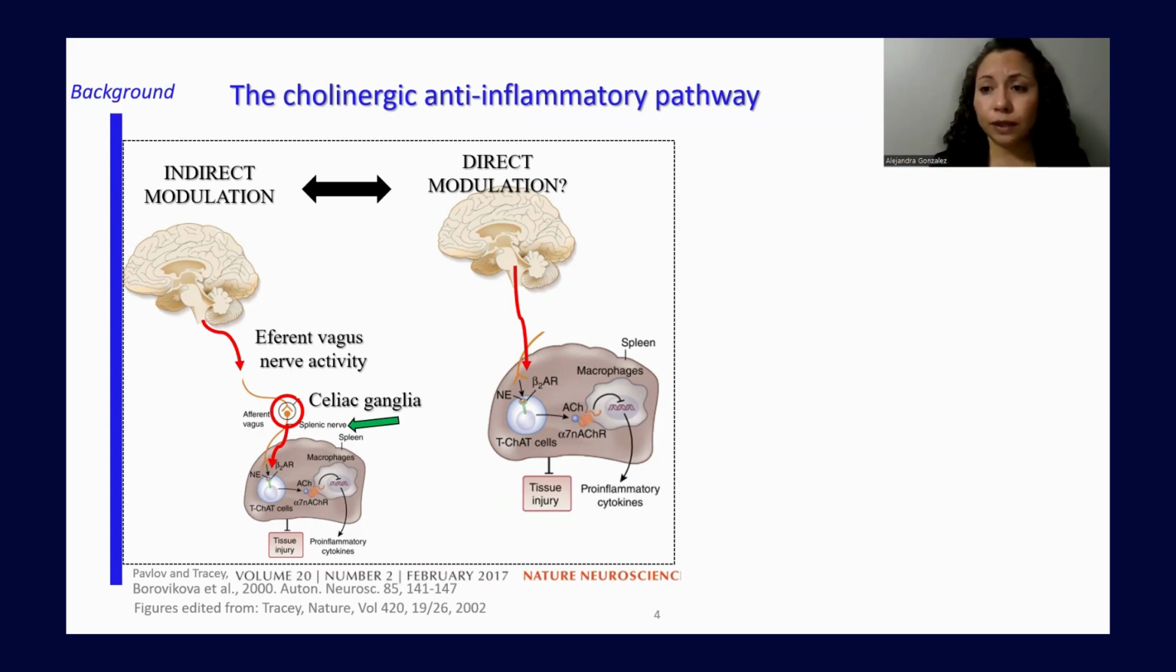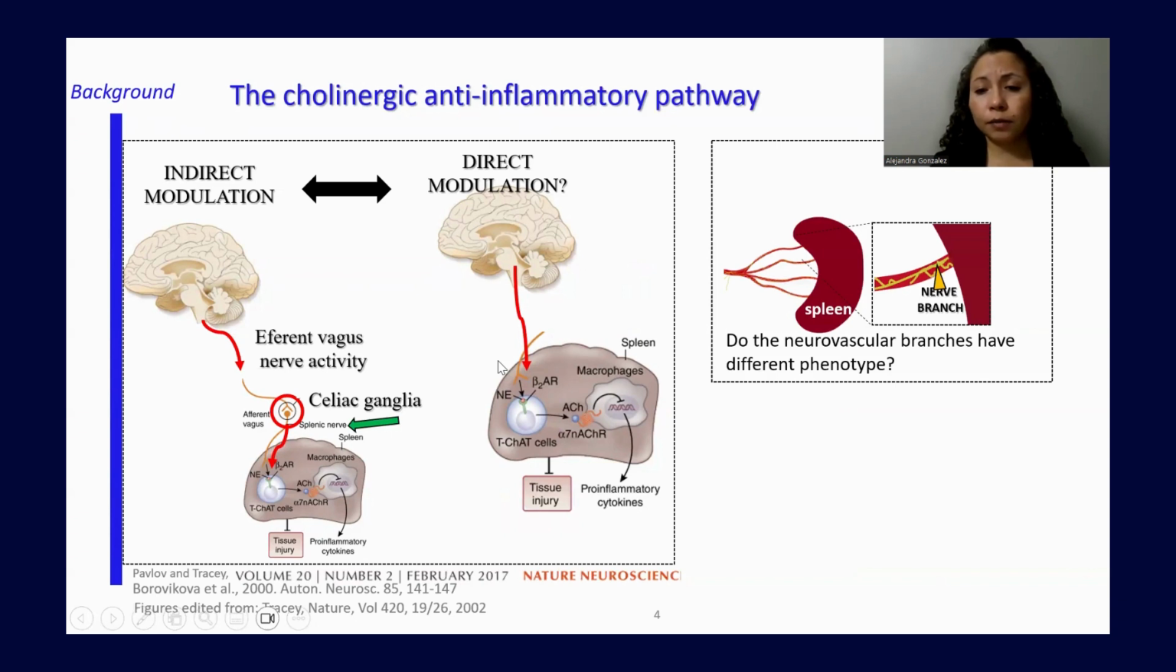So, but there is controversy whether or not there is a direct or indirect connection with the spleen, and we are representing this in this cartoon on the left. Furthermore, when we have the spleen, we see that there is not only one nerve innervating this organ, but also different branches that have neurovascular plexus. So the question was, do these neurovascular branches have different phenotypes?